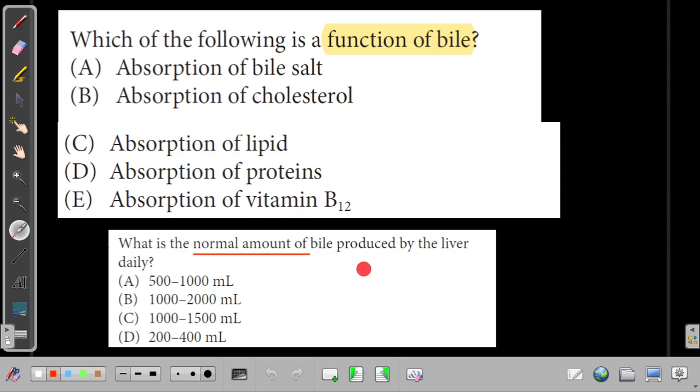What is the normal amount of bile produced by the liver daily? You should know it is half to 1 liter. Go for A, 500 to 1000 ml. Okay?